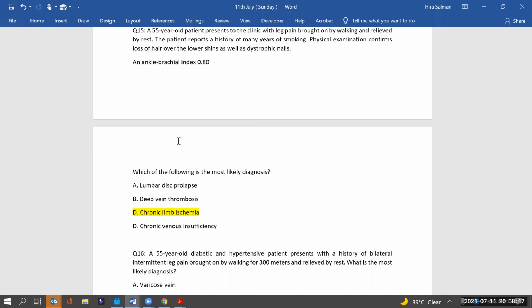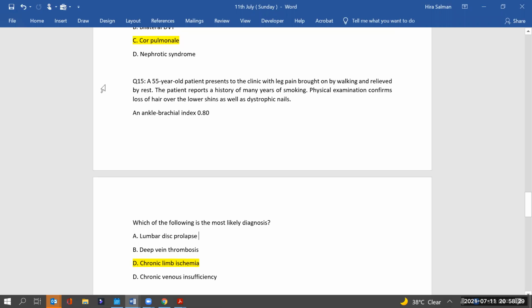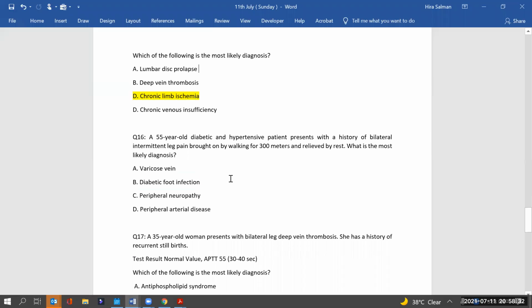Option lumbar disc prolapse, there will be excruciating spinal pain like sciatica. There must be some radiating pain down over the body, and it is not relieved by sitting. Yes, of course.